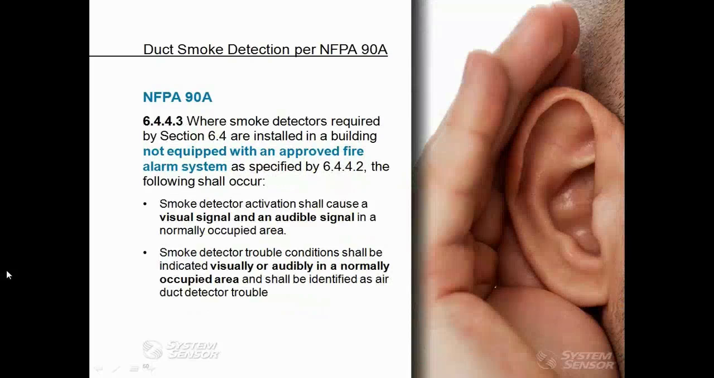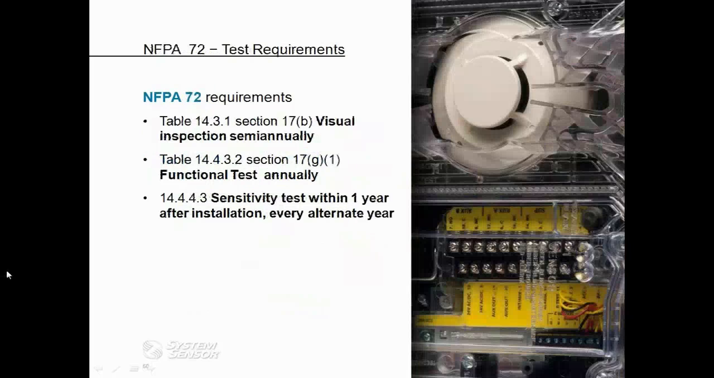Some reasons a detector may go into trouble could include that it has lost power, there's been a cover tamper delay, or the delay itself times out, or there are wiring problems with the detector. The required visible and audible indication can be achieved by using a variety of different remote test accessories.